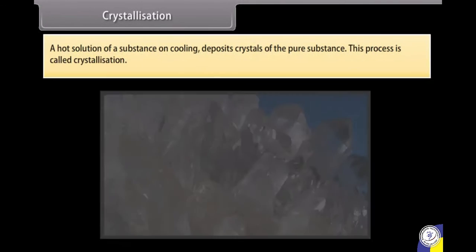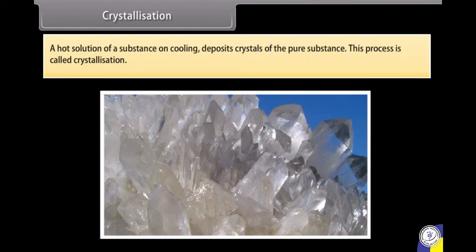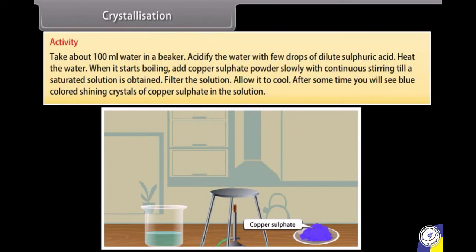Crystallization. A hot solution of a substance on cooling deposits crystals of the pure substance. This process is called crystallization. Activity. Take about 100 ml water in a beaker. Acidify the water with few drops of dilute sulfuric acid.